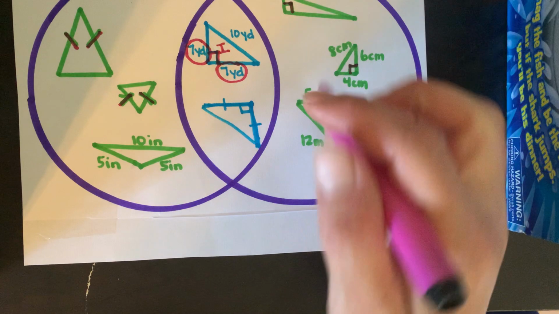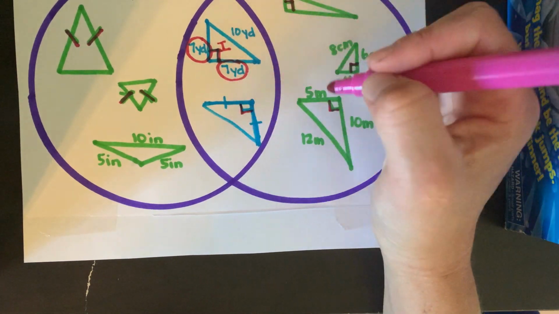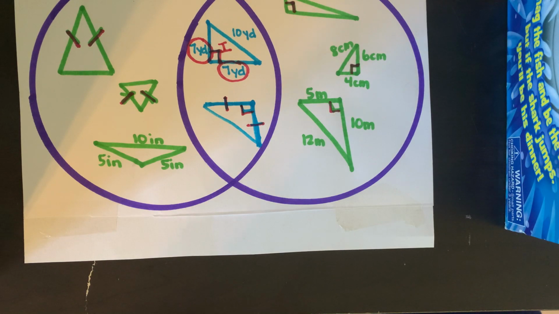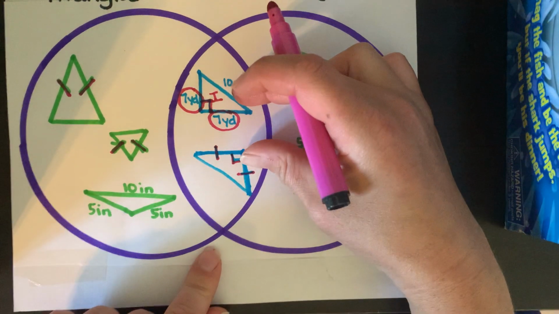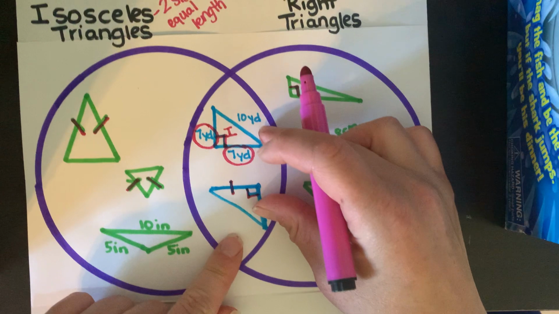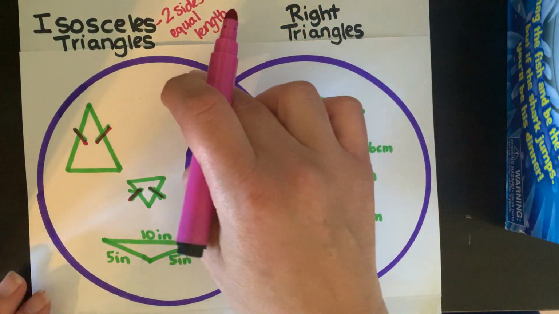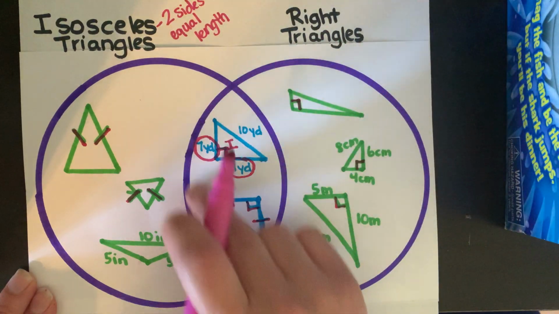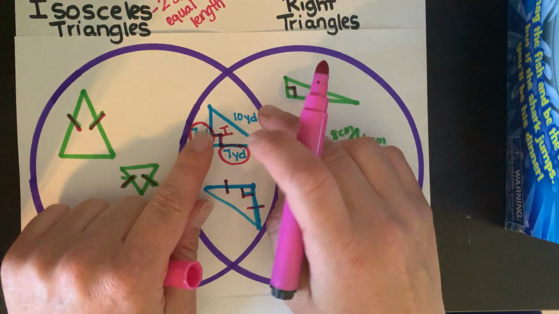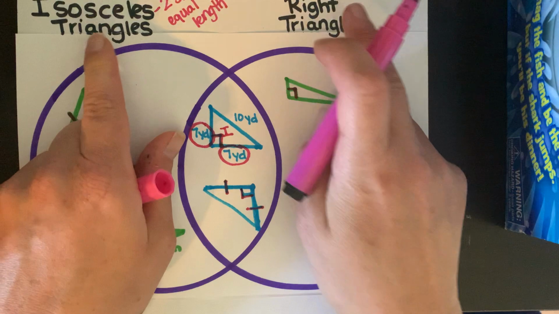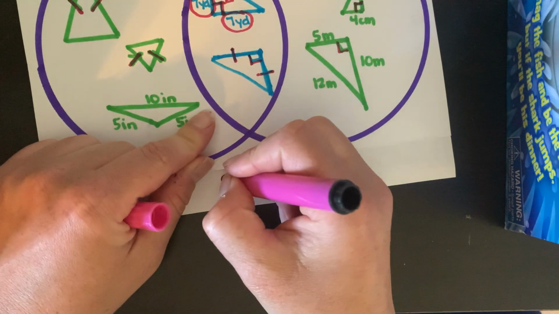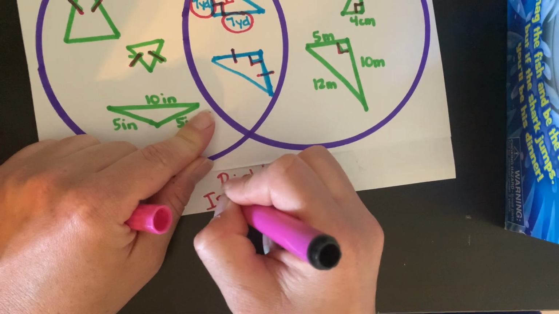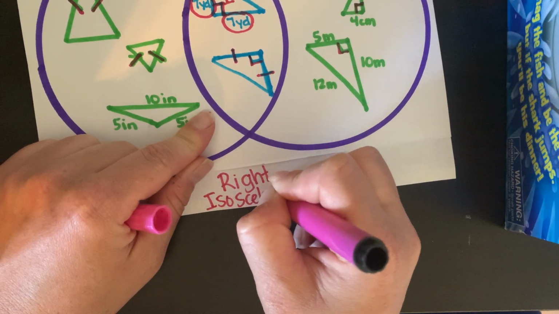And then on this triangle down here, I have a right angle. And then these dashes let me know I have two sides of equal length. So the two triangles in the middle are extra special because they fit the classification for both this circle of isosceles triangles and this circle of right triangles. So the special middle part would be a combination. These are going to be right isosceles triangles. They have to fit both criteria.